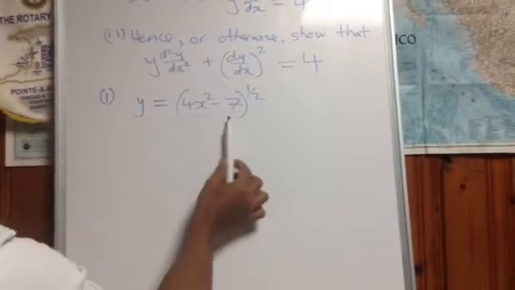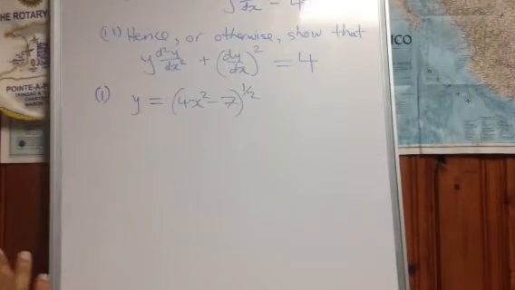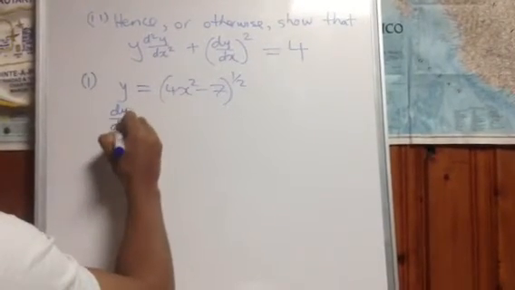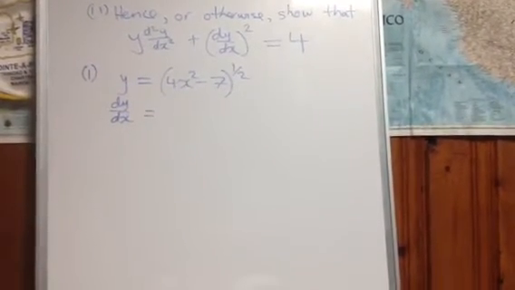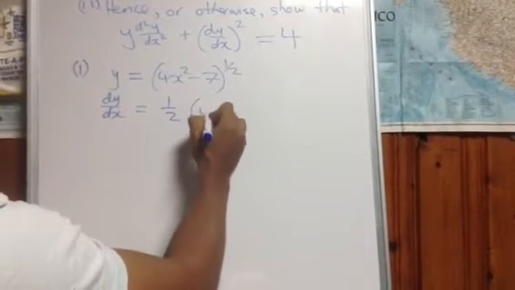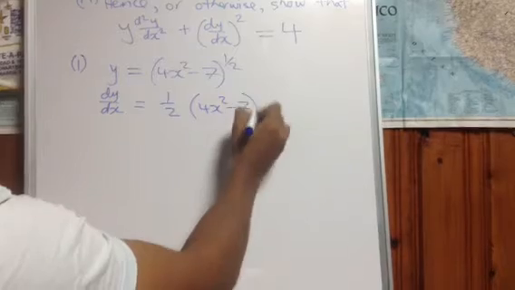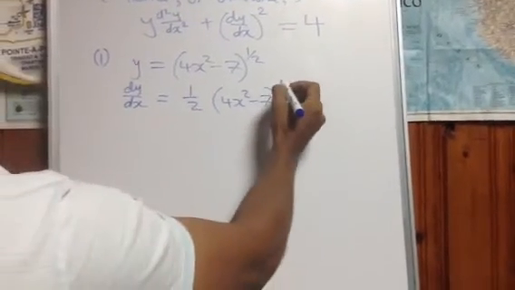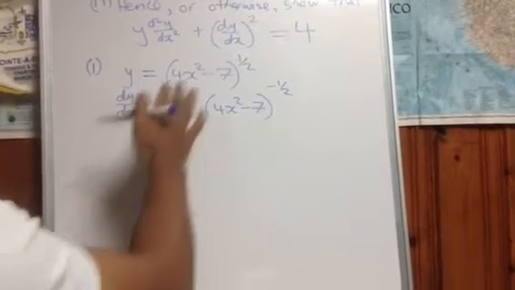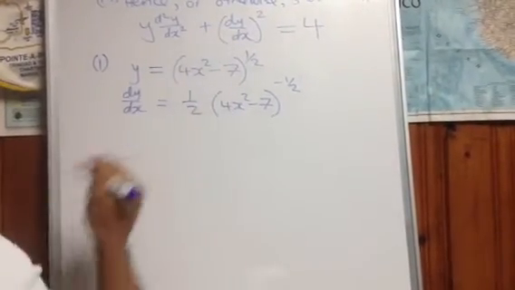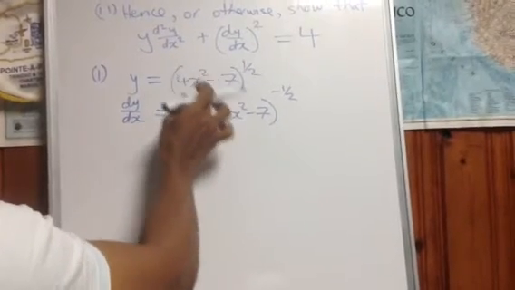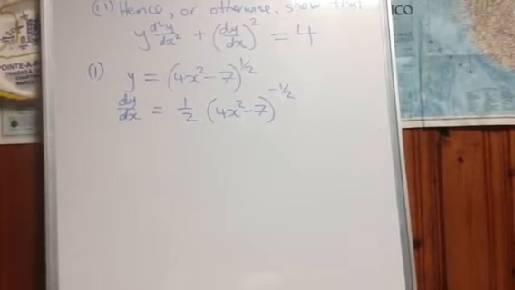So we treat 4x squared minus 7 as one variable, and we differentiate it in the way that we would any polynomial. So this will differentiate as a half times (4x squared minus 7) to the power a half minus 1, which is minus a half. That's how we differentiate a polynomial. So if we treat 4x squared minus 7 as a single variable, it would differentiate in that way.